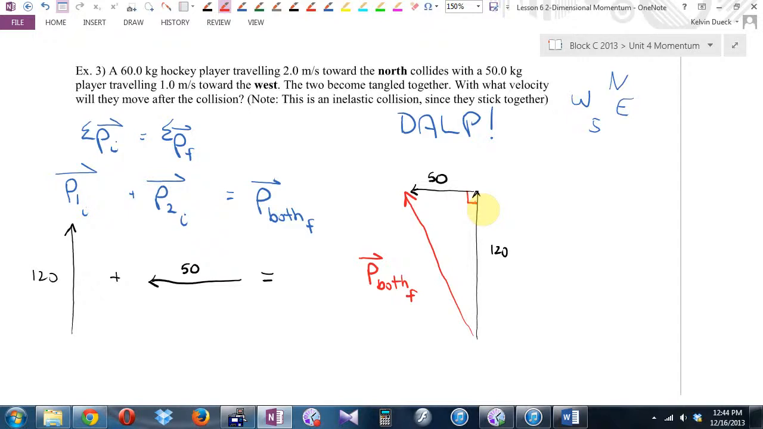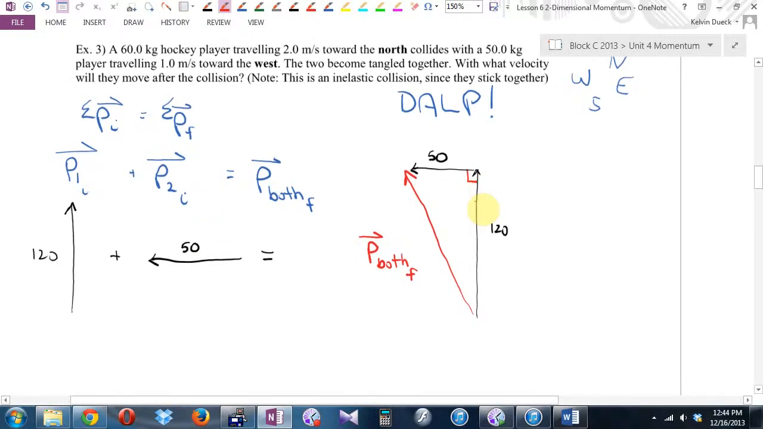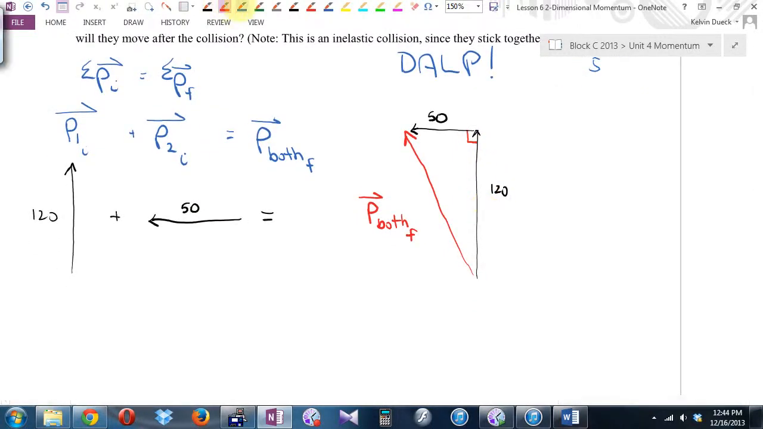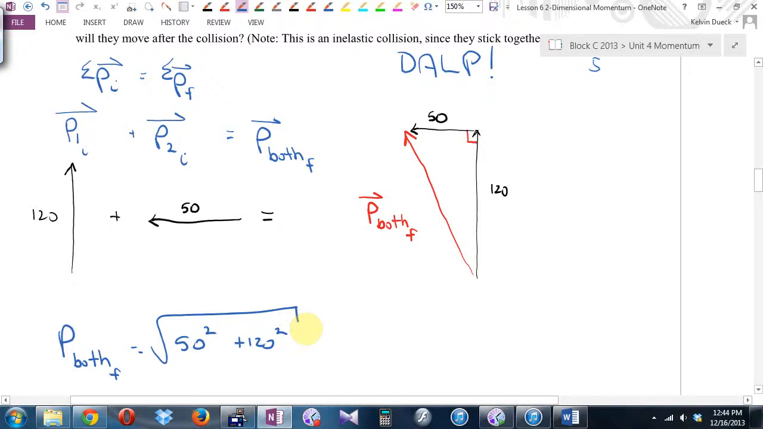How could I find the magnitude of the momentum? Pythagoras, holy smokes, let's do that. So I'm going to write down here momentum, both final, is going to be the square root of 50 squared plus 120 squared. I think this will actually work out evenly. I was trying to cook the numbers a little bit. It should be 130. You can use a calculator for this one if you want to, Michael. But I think it's the 5, 12, 13 triangle in disguise with zeros.